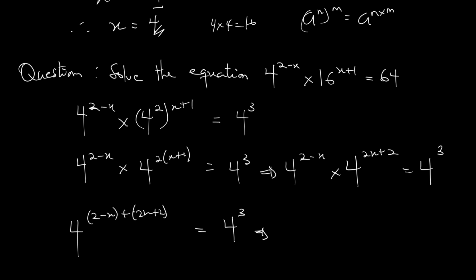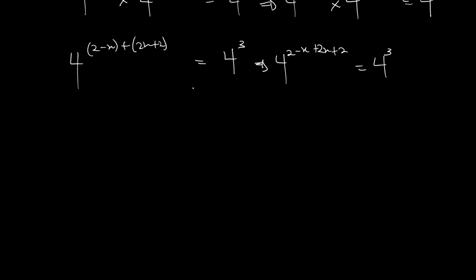So first, let's simplify the exponent. We have 4 raised to the power 2 minus x plus 2x plus 2 is equal to 4 raised to the power 3. So this gives us 4 raised to the power 2 plus 2, which is 4, and minus x plus 2x gives us positive x, is equal to 4 raised to the power 3.